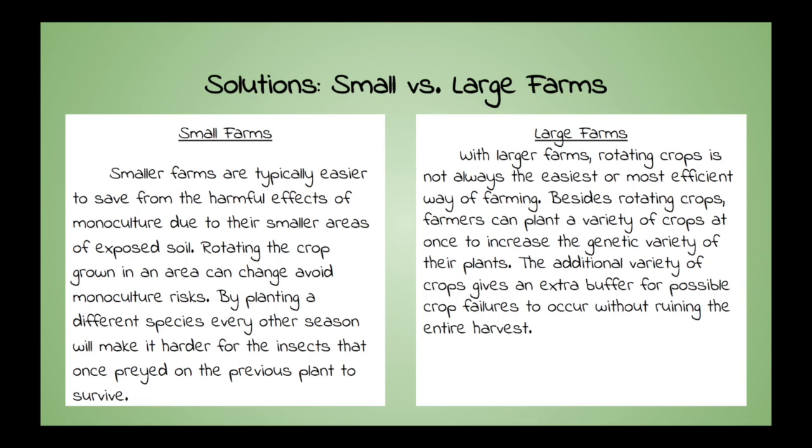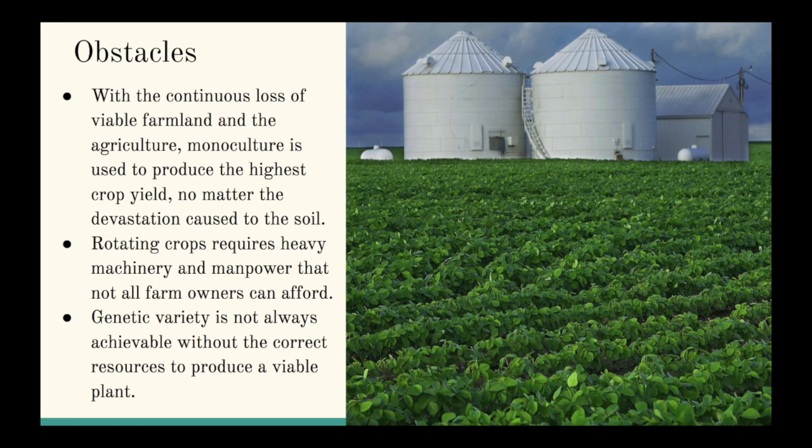Large farms. With larger farms, rotating crops is not always the easiest or most efficient way of farming. Besides rotating crops, farmers can plant a variety of crops at once to increase the genetic variety of their plants. The additional variety of crops gives an extra buffer for possible crop failures to occur without ruining the entire harvest.